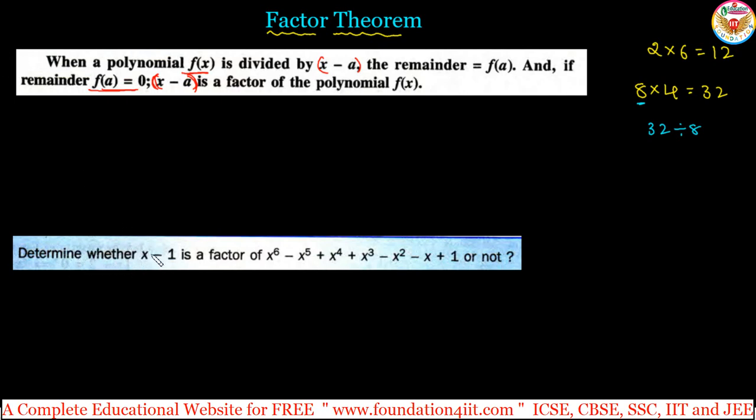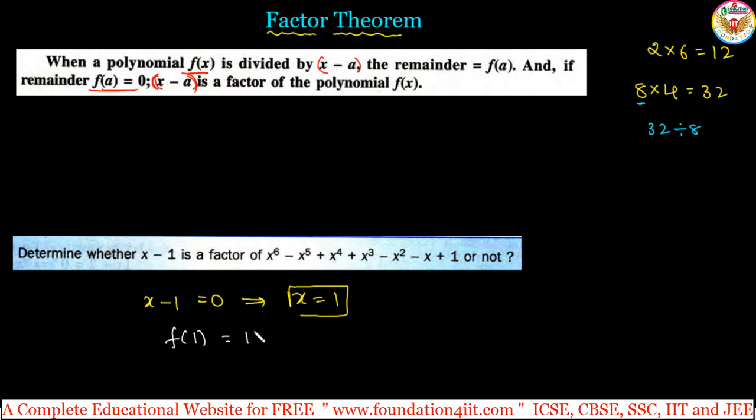First question: determine whether x minus 1 is a factor of this polynomial or not. So the remainder should be 0. Here is the given question. First make x minus 1 equal to 0. From this, the x value is 1. If the polynomial is divided by x minus a, then the remainder is f of a. So if it is divided by x minus 1, then the remainder is f of 1. When the given polynomial is divided by x minus 1, the remainder is f of 1. Wherever x is there, we can substitute 1.